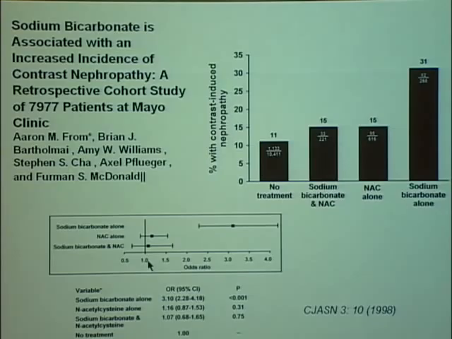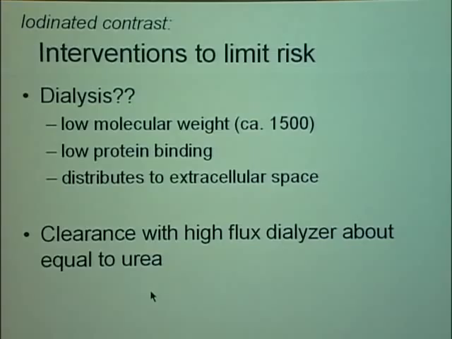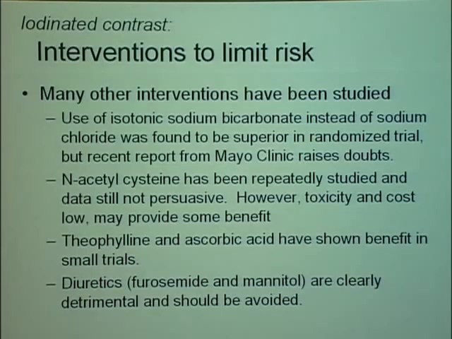And here, this is presented in a different way. Your relative risk or odds ratio of developing nephropathy depending on your treatment as compared to no treatment at all, which is the unity line here. So those patients who got bicarb plus N-acetylcysteine, those patients who got N-acetylcysteine only were no different than the control group. But those patients that got bicarbonate had an enormous risk of nephropathy. Three times. I don't know what to make of that.